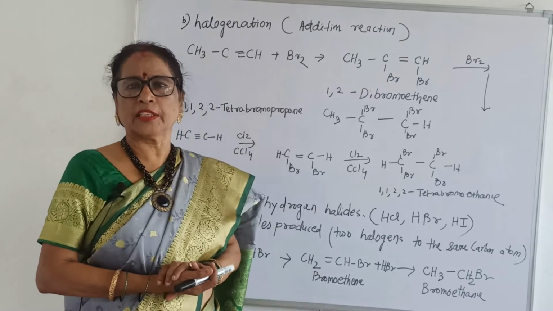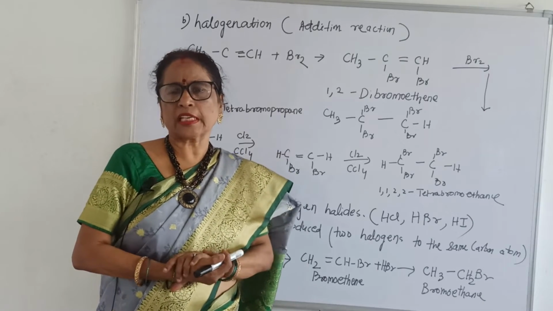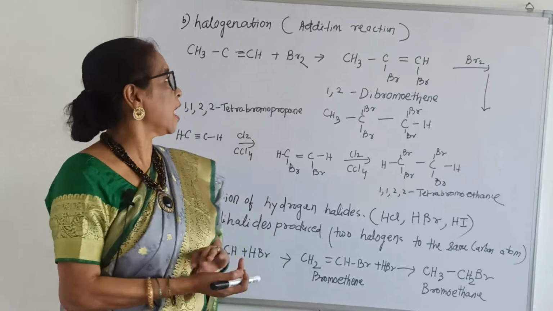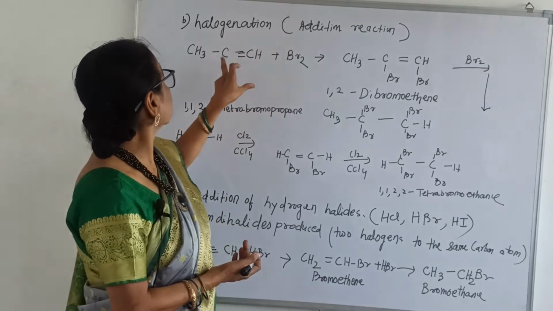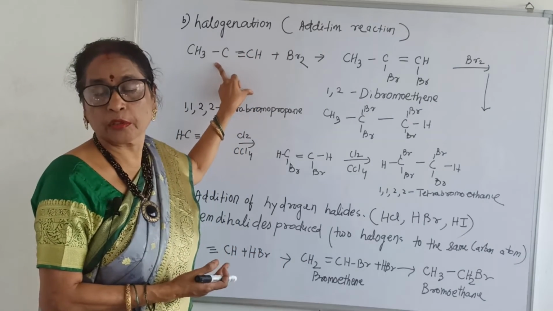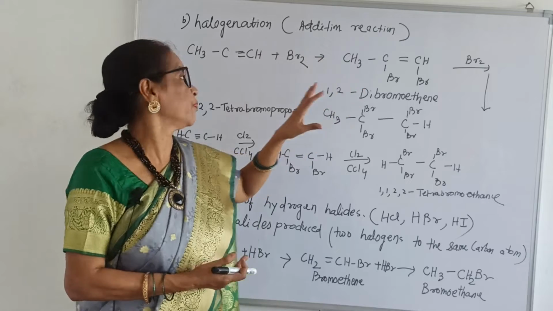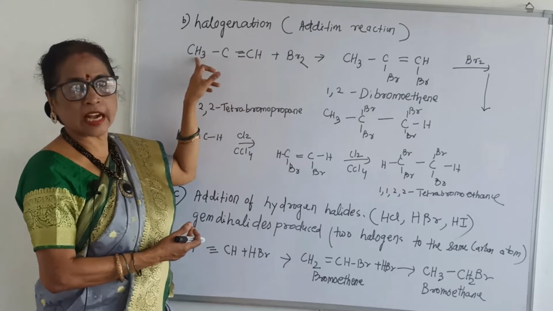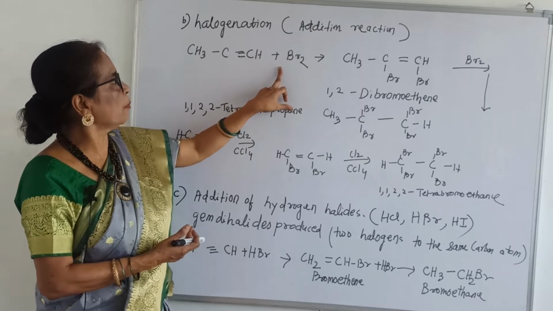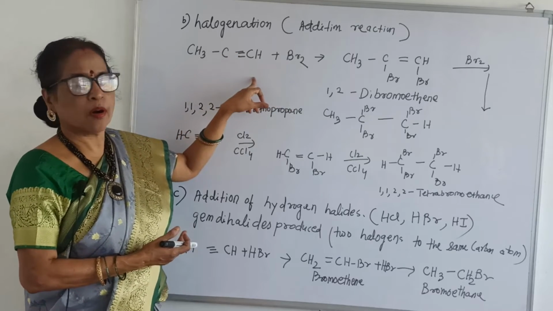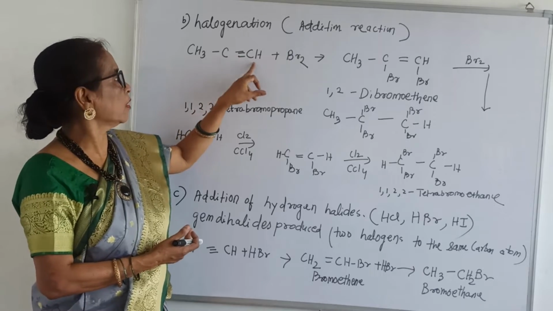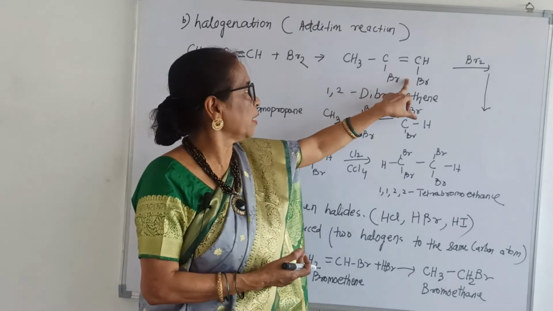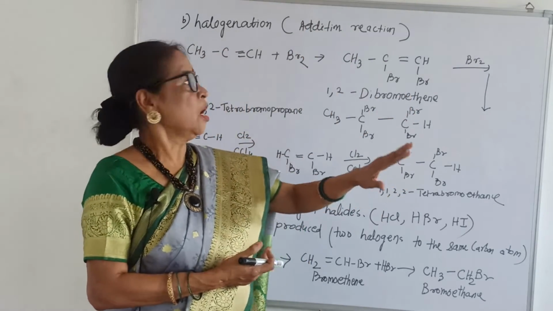Next, reactions of alkynes. The first addition reaction is hydrogen, and the second one is addition of halogen, that is called halogenation. Now see here, this is propyne, with 3 carbons and a triple bond, plus bromine. What happened? Between the triple bond, what are the bonds? On one side carbon, on the other side CH. So in the first step, one bromine is attached and the triple bond changes to a double bond.